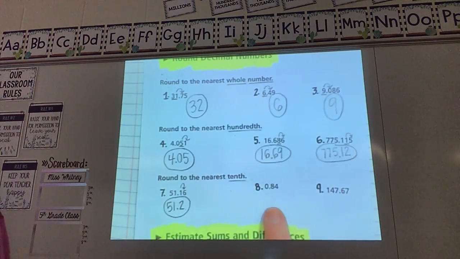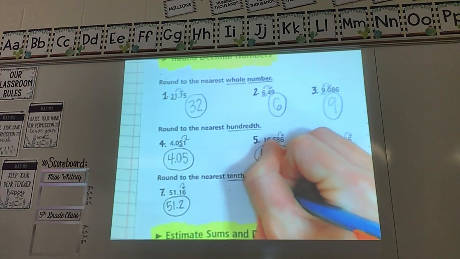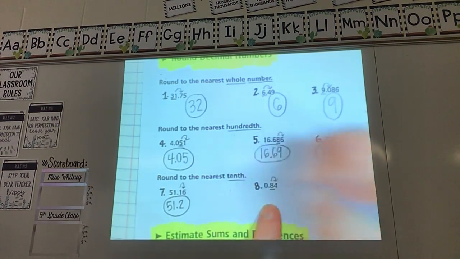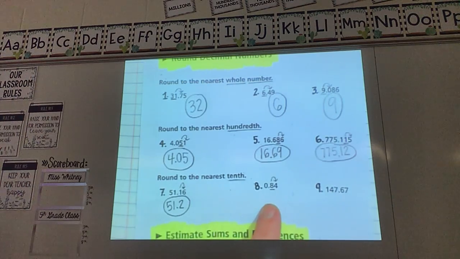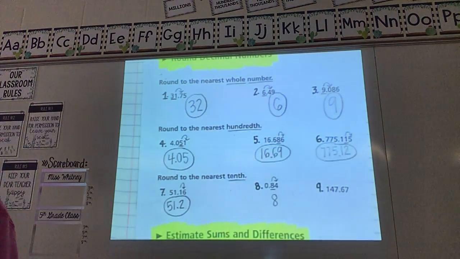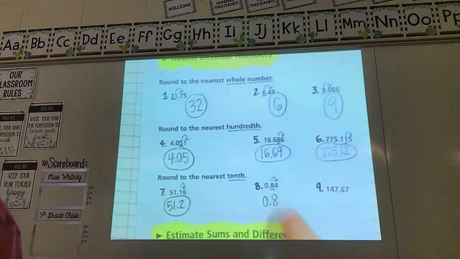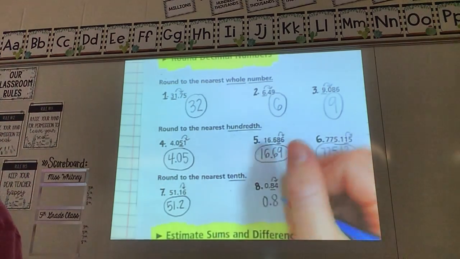All right, let's try this one. Which number there is in the 10ths spot? That would be the 8, so underline it. Draw my arrow to look behind. 5 or more, let it soar. 4 or less, let it rest. What is my 8 going to do? This one is going to stay the same. What do I do with all the numbers that came before it? Copy them down. Do I write anything after it? No.